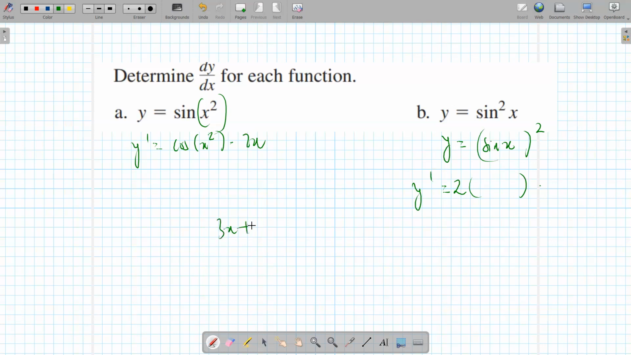For example, if you have 3x plus 5 to the 5, it's going to be 3x plus 5 to the 4. Nothing changes here. But then later you'll multiply it by a 3. Same thing here. This thing doesn't change. This thing becomes a 1. What do we multiply it by? Cos x. There you go. That's it.